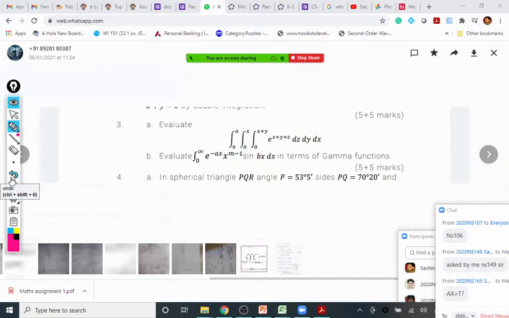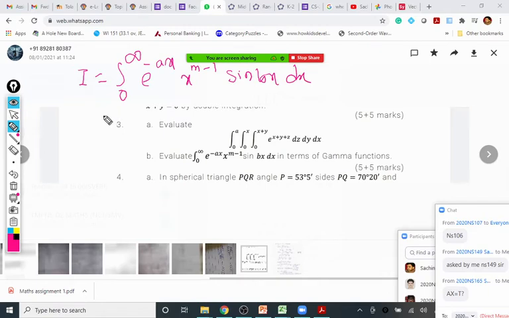And now let me write one important thing. This is the integral I, which is the given integral: integral 0 to infinity e raised to minus ax, x raised to m minus 1, sin bx dx. This is the given integral I. That can be written as the imaginary part of which integral now? It is e raised to minus ax as it is, x raised to m minus 1 as it is, and sin bx we are replacing by e raised to i bx. Is it clear?